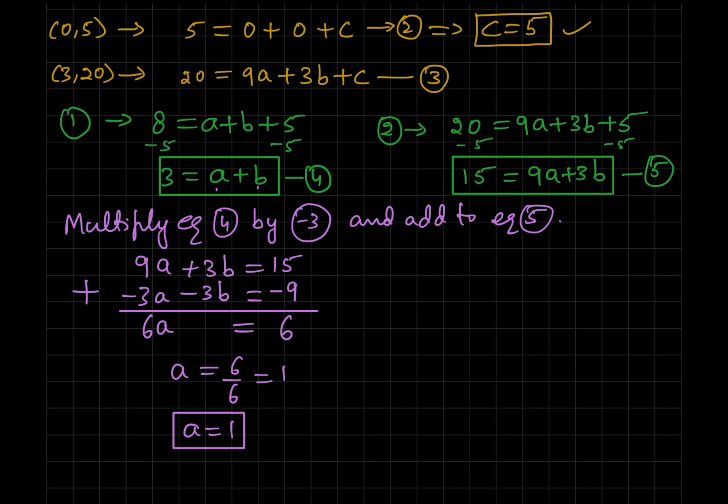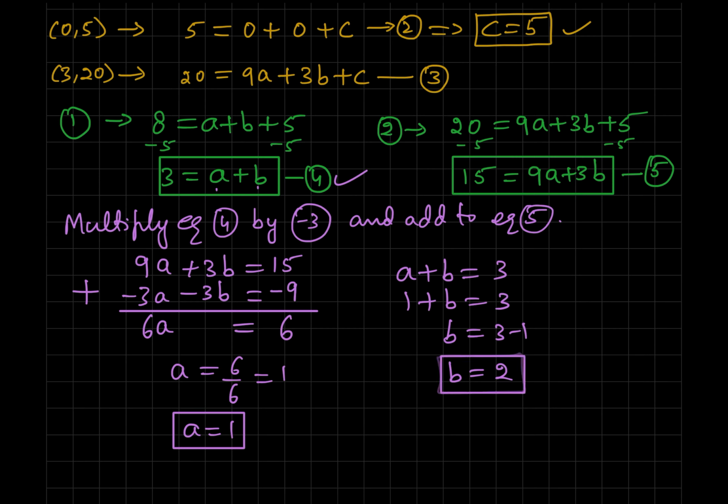Easy. Now since we have got a value, we can plug in this a value in equation number 4, right? So putting this a equal to 1 in equation number 4, I will write here a plus b equal to 3. So 1 plus b is equal to 3. So I can say b is nothing but 3 minus 1, b is 2. Got it? So now we have all the three values. a is 1, b is 2, c is 5.